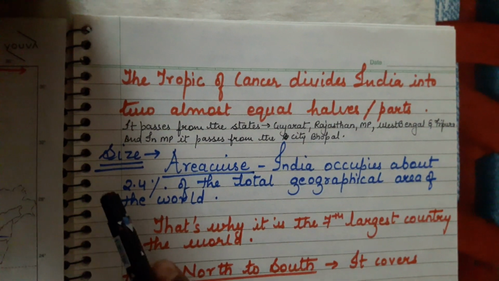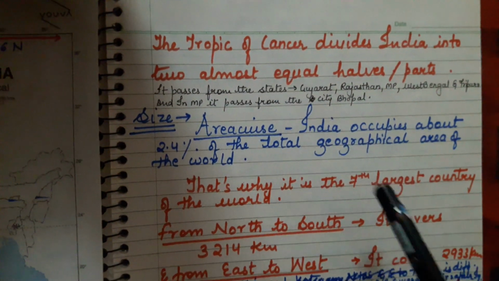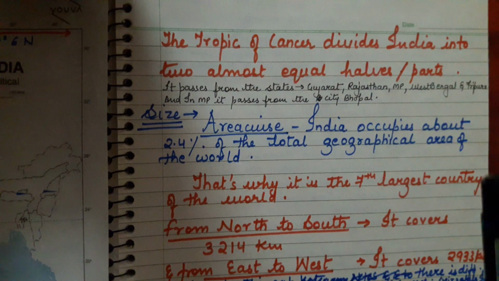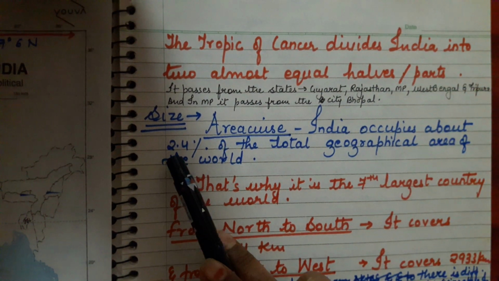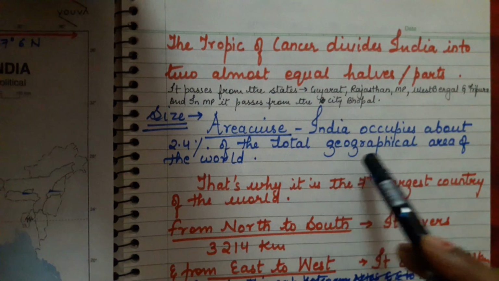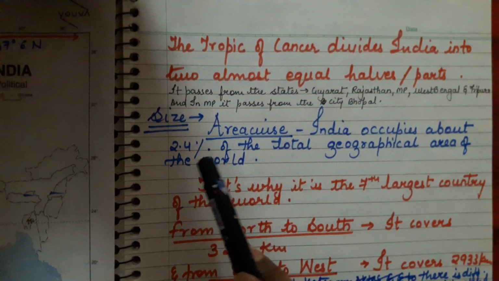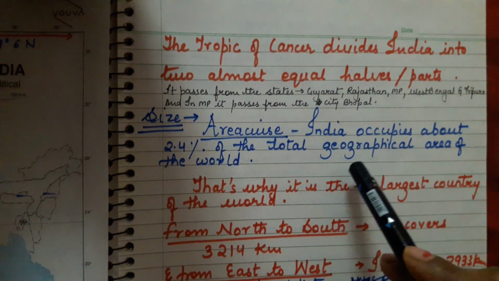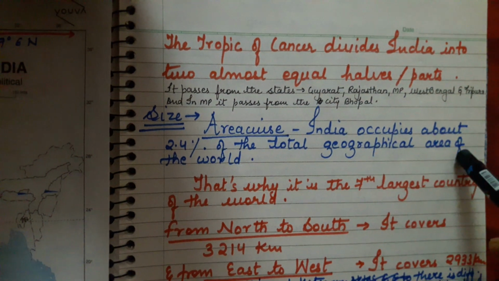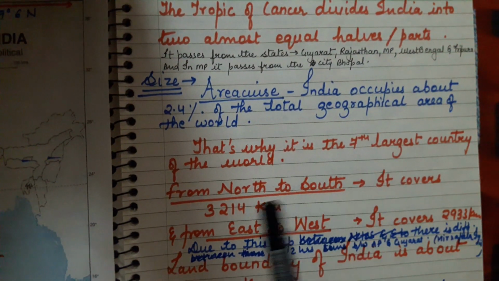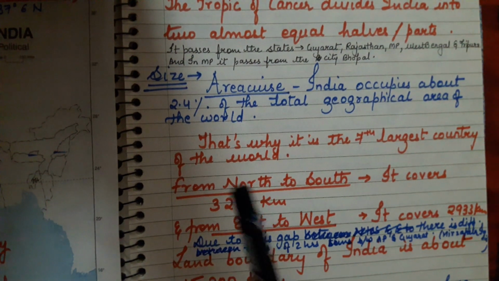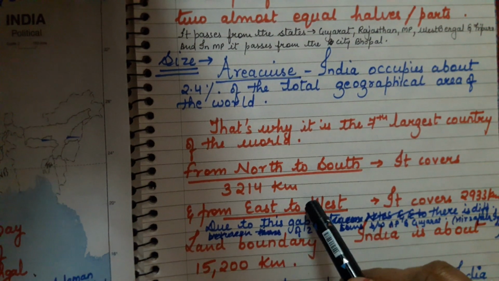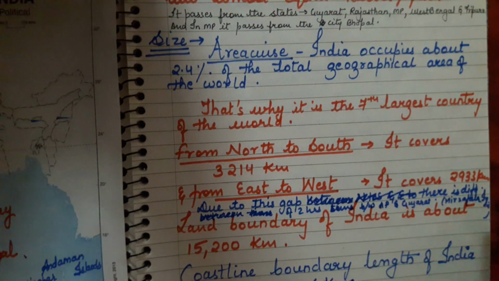Now we are discussing the size. Area wise, India is the 7th largest country of the world, and it occupies about 2.4% of the total geographical area of the world. That is why India is the 7th largest country of the world. Now area wise, from north to south it covers 3214 kilometers, and from east to west it covers 2933 kilometers.